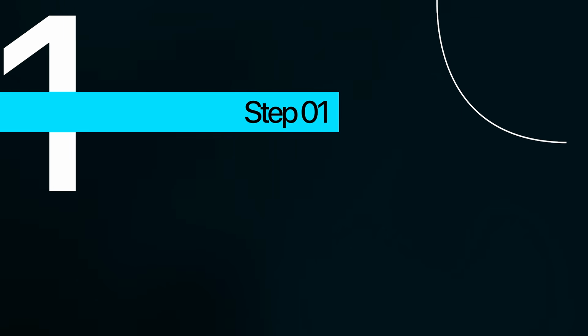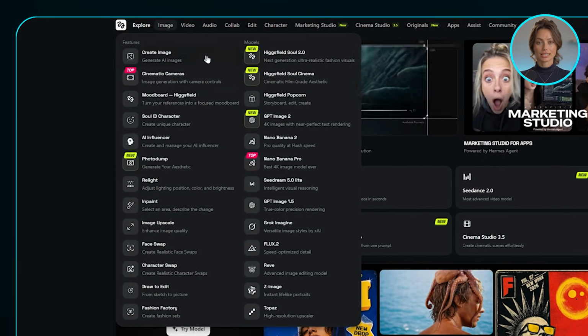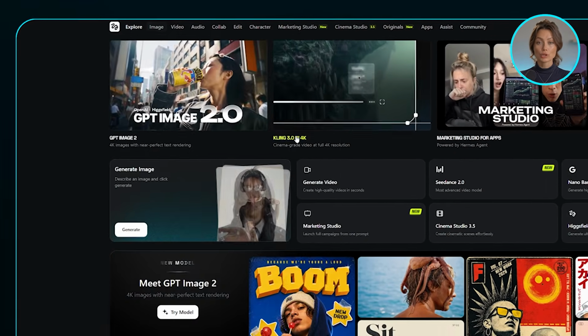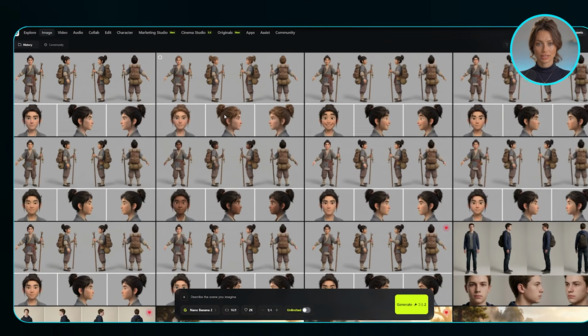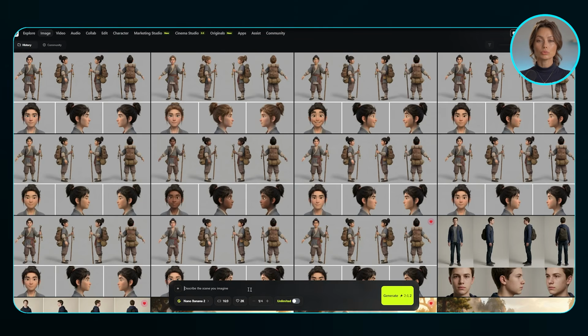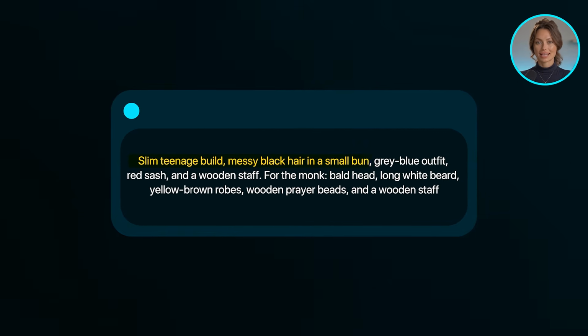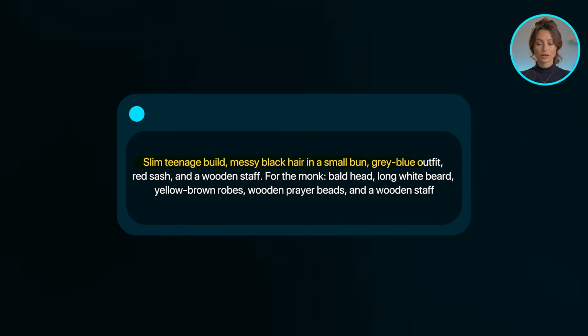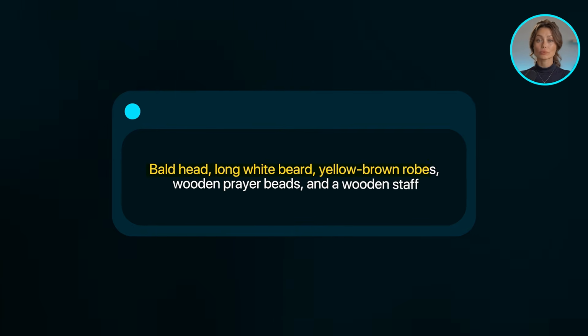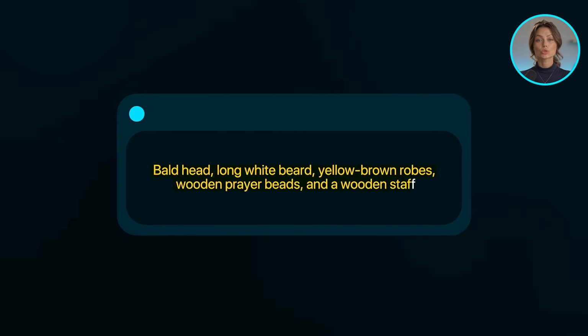Before I generated a single video frame, I built the characters. This is the most important step, and most people skip it or rush it. So head over to Higgsfield, click Image, and switch the model to Nano Banana Pro. This is what I use for this project, because the detail and character consistency it gives you is just better for animation work. I needed 2 characters, a young boy and an elderly monk. For the boy, slim teenage build, messy black hair and a small bun, gray-blue outfit, red sash, and a wooden staff. For the monk, bald head, long white beard, yellow-brown robes, wooden prayer beads, and a wooden staff.